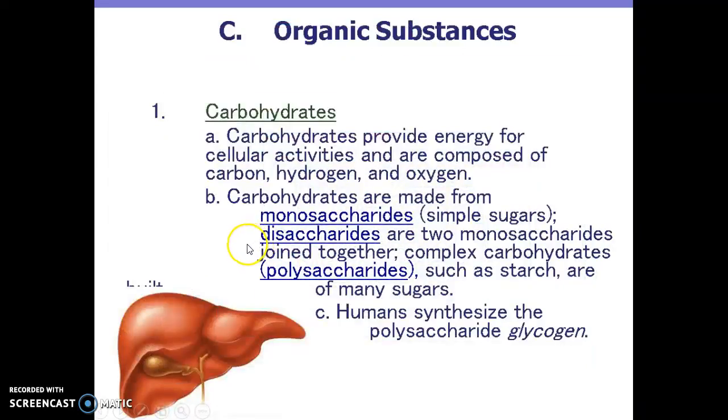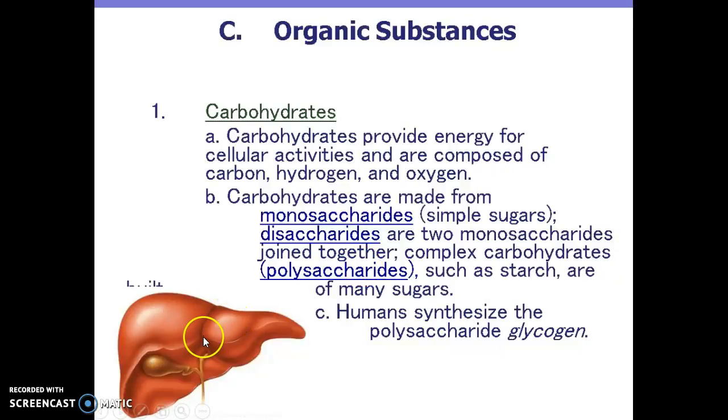So carbohydrates are eaten for energy. They consist of carbon, hydrogen, and oxygen. Look at that term, carbohydrate: carbon and water, CH2O. They're made of monosaccharides or simple sugars. Disaccharides are two monosaccharides joined together, or polysaccharides, such as starch.